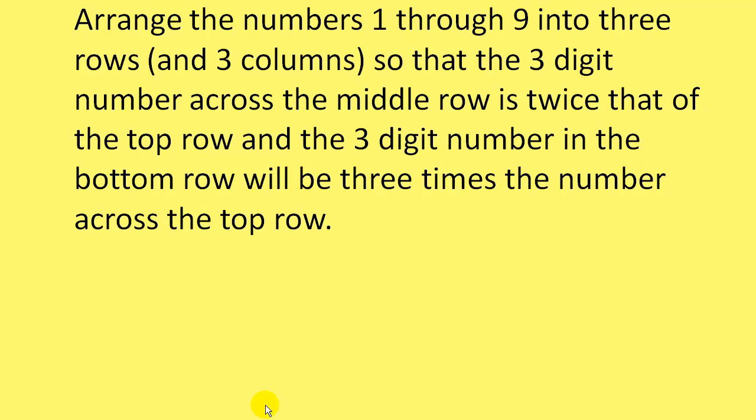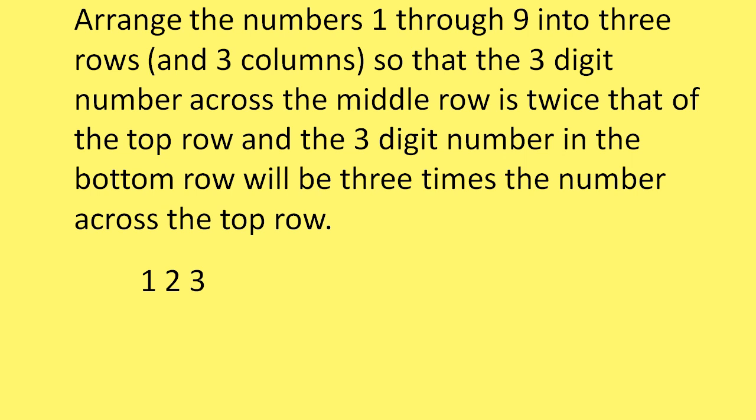The puzzle I want to look at today reads as follows. Arrange the numbers 1 through 9 into 3 rows and 3 columns so that the 3-digit number across the middle row is twice that of the top row, and the 3-digit number in the bottom row will be 3 times the number in the top row.